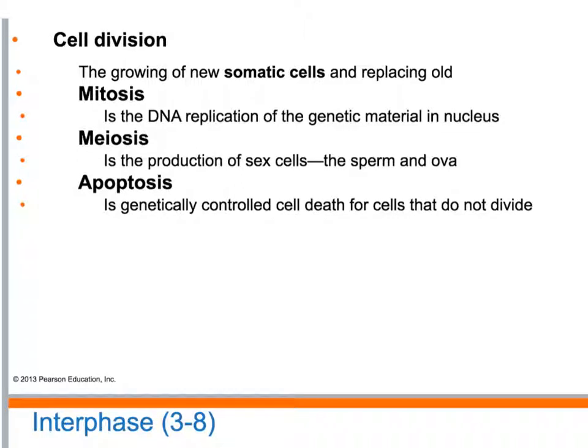Next are the stages of a cell's life cycle. Cell division is the growing of new somatic cells and replacing the old. Mitosis is the DNA replication of the genetic material in the nucleus, or the duplication of the nucleus. Meiosis is the production of sex cells, the sperm and the ova, and then apoptosis is the genetically controlled cell death for cells that do not divide.